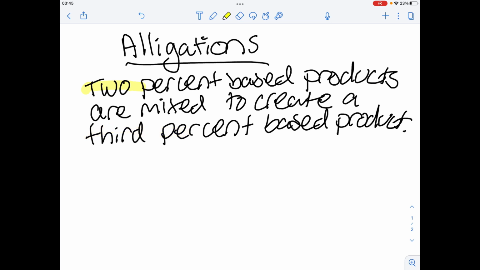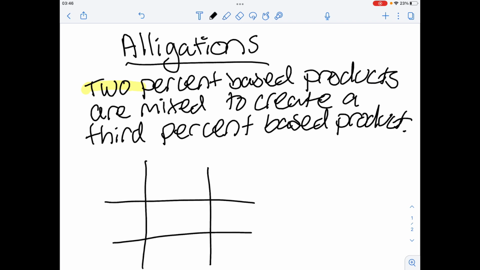So to solve alligation problems, we're going to start with a tic-tac-toe board. In the upper left, we're going to put the higher percent that we're mixing. In the lower left, we're going to put the lower percent that we're mixing. And in the middle of the tic-tac-toe board, we're going to put our percent to make.